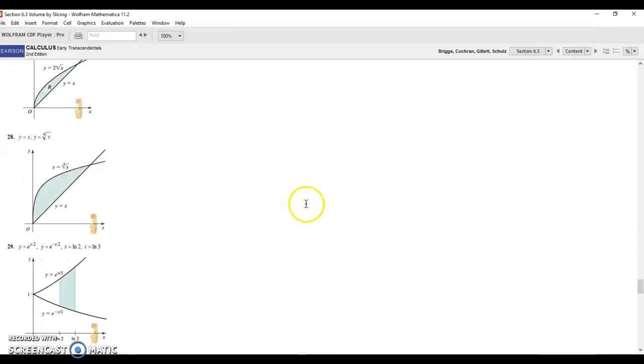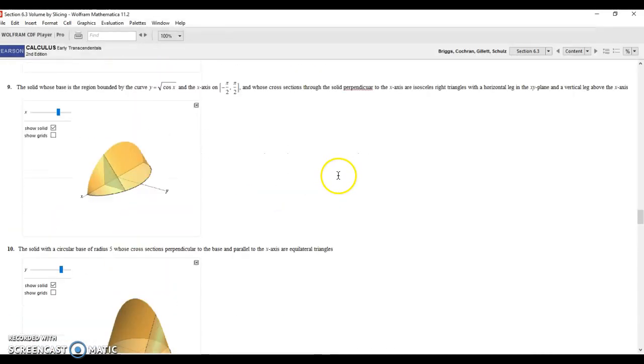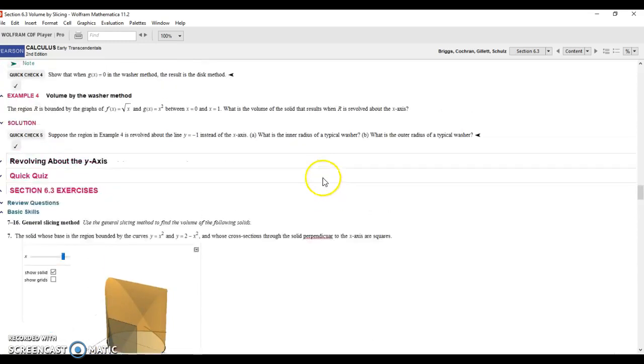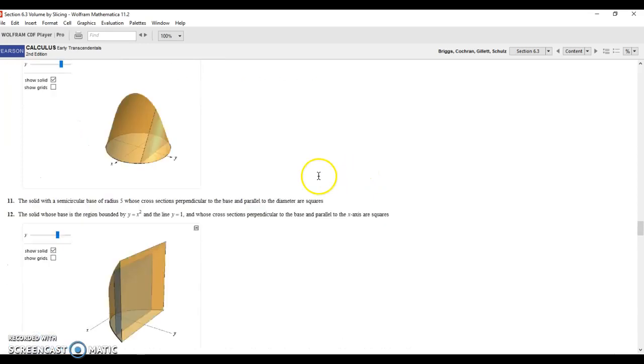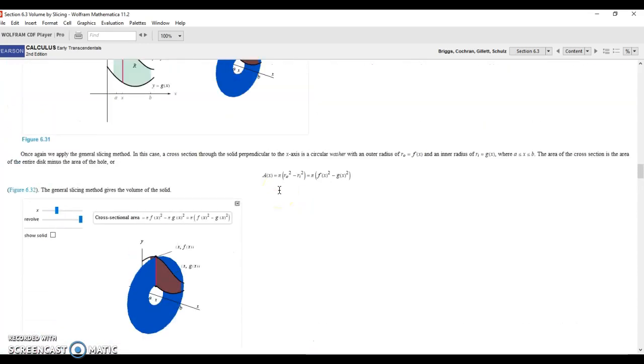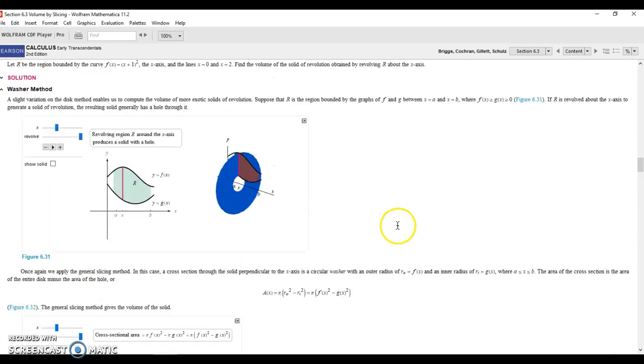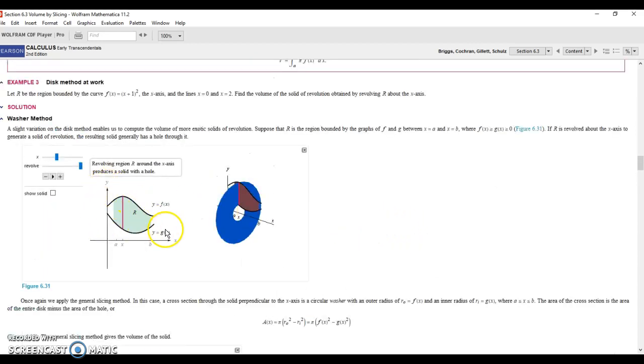The last thing that we want to look at today is the washer method. And again, this would also work with the general slicing method. But when the washer method comes up is if I'm looking at two curves, and I want to revolve those around either the x or the y-axis and find the volume of the surface that we get from doing that.